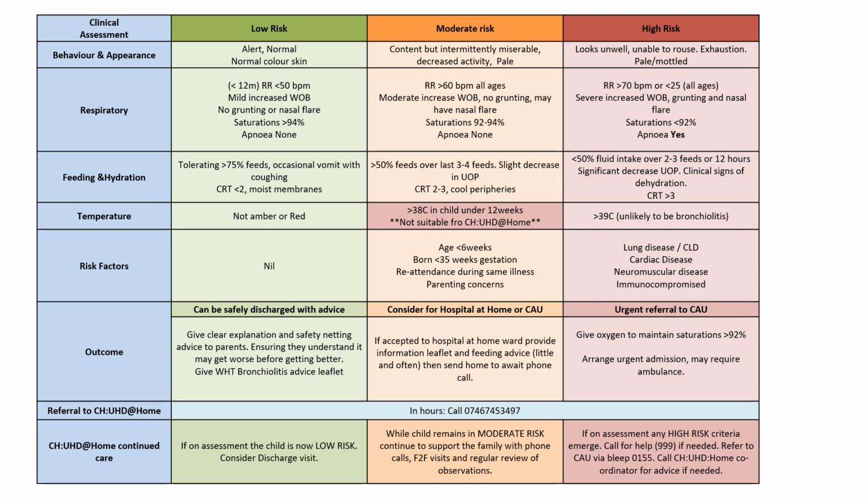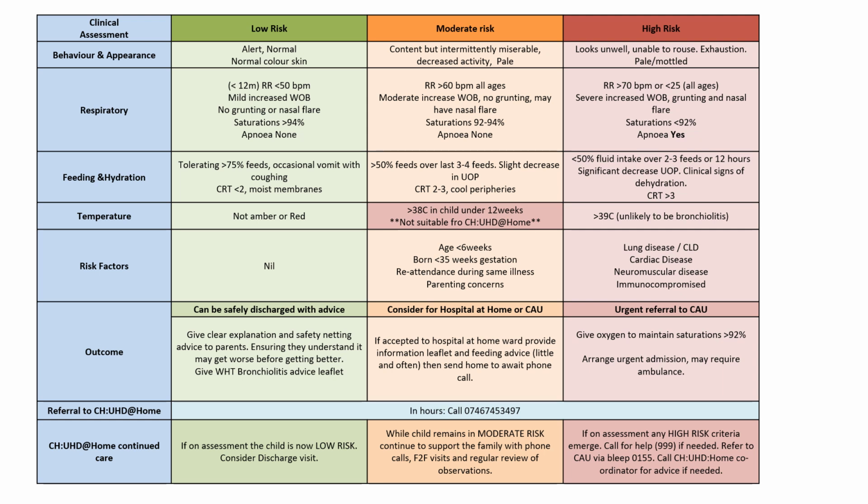The children in the green category are not suitable for a Child Health Hospital at Home referral because they're too well and they don't need additional support. These are children with respiratory observations in the normal range, not significantly dehydrated, with no additional risk factors. These can be discharged with written advice as you normally would.